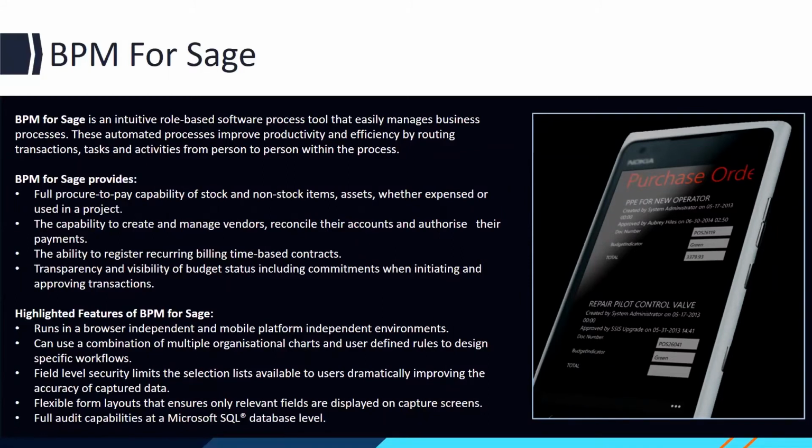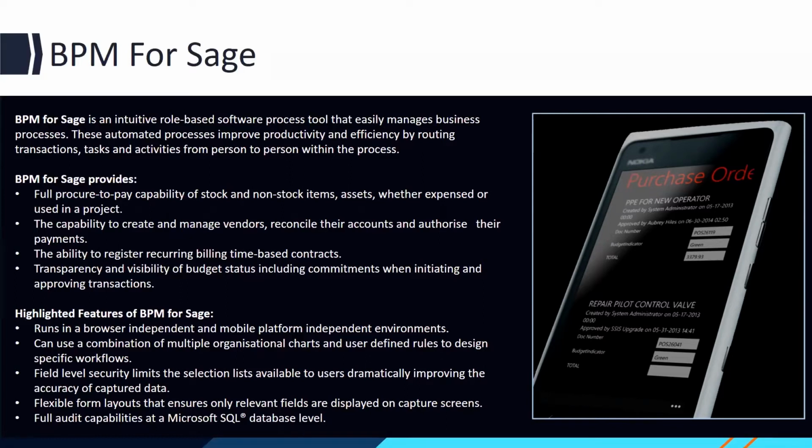BPM for Sage also allows for the management of suppliers and customers with the ability to reconcile and authorize supplier statements and payments. It also gives us the ability to manage payable and receivable contracts by registering and managing billing and payment schedules. Now, some of the highlighted features within BPM for Sage: there's a full mobile application at no extra cost.